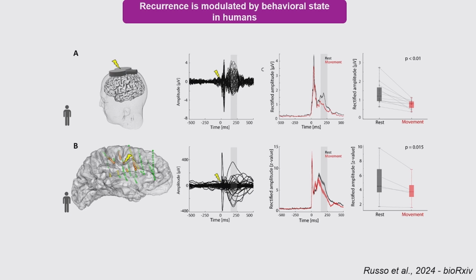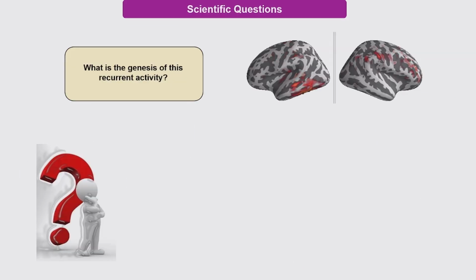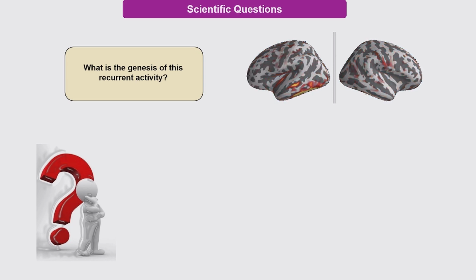And there are some studies that have shown that this recurrent activity can be modulated by, for example, a given task. And they show these results for different spatial resolutions, for example, non-invasively and invasively in humans. As you can see, there are comparable responses, and they also show the same responses in rats using, again, non-invasive or invasive methods. The question, again, is where this recurrence comes from.